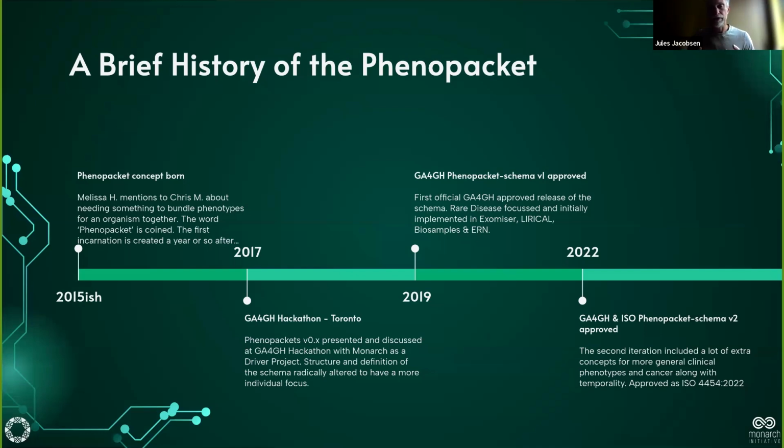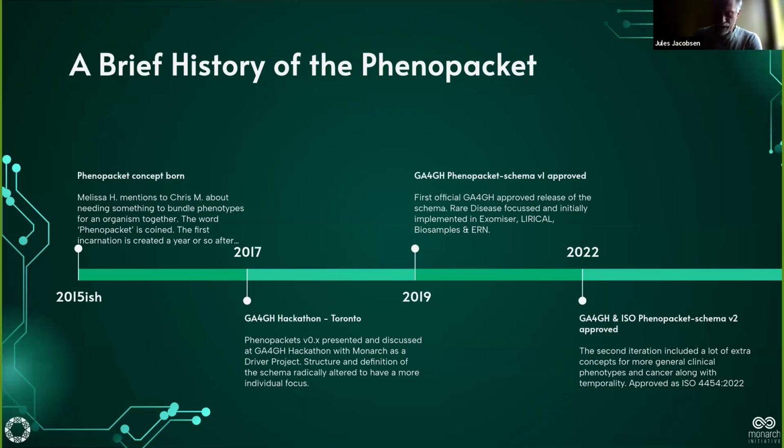And then the big scoop of that is that GA4GH and ISO had an agreement to try and co-approve products so that there was less fragmentation within the standards world. So the Phenopacket also got approved as an ISO standard. This has got the ISO number 4454, then version 2022.